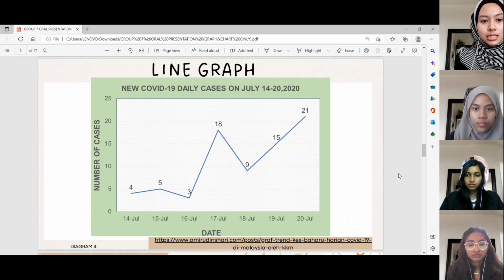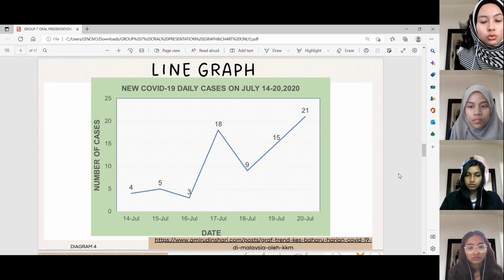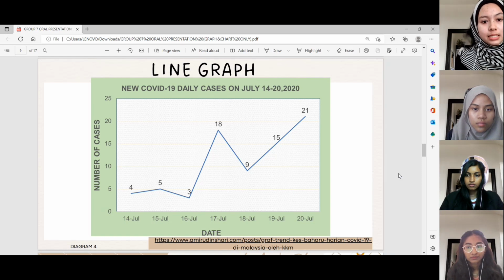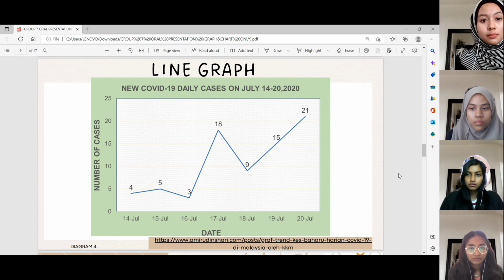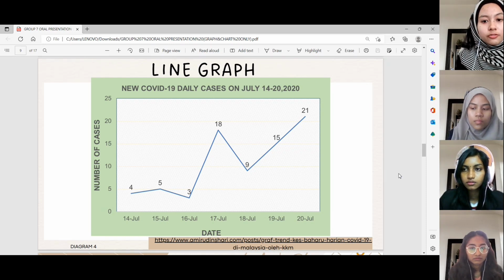The line chart above shows new COVID-19 daily cases from 14 until 20 July 2020. For features, it can be seen that the new COVID-19 daily cases increased slightly from 14 to 15 July 2020, and it can also be seen that the new COVID-19 daily cases decreased fractionally from 15 July to 16 July 2020.